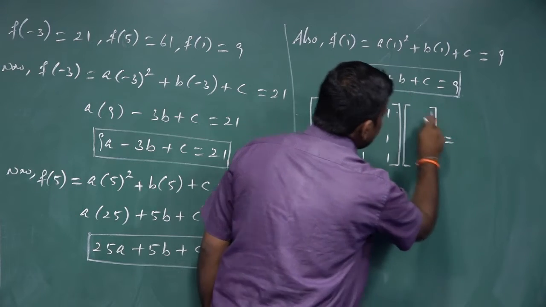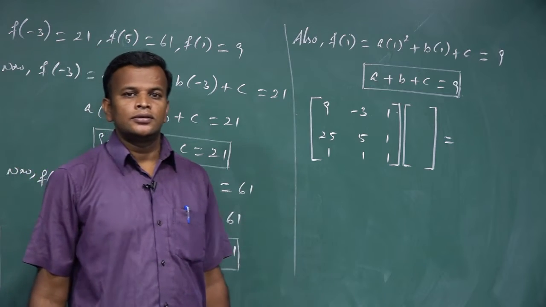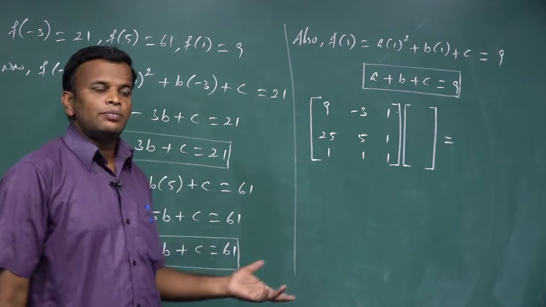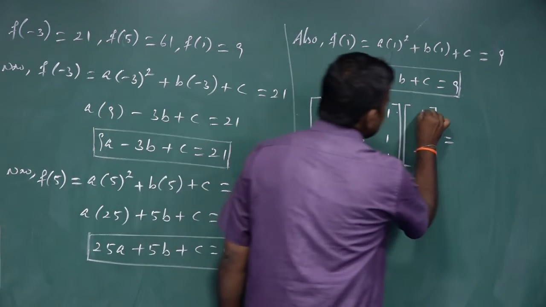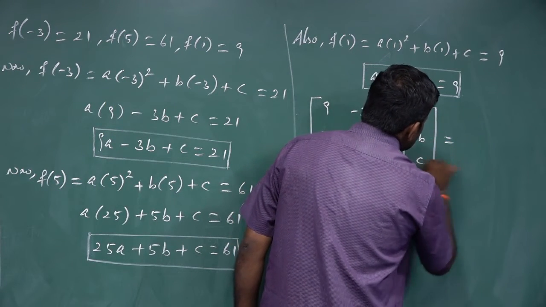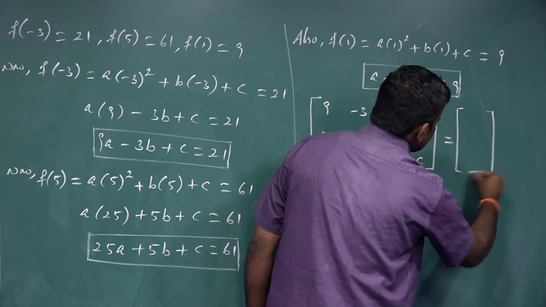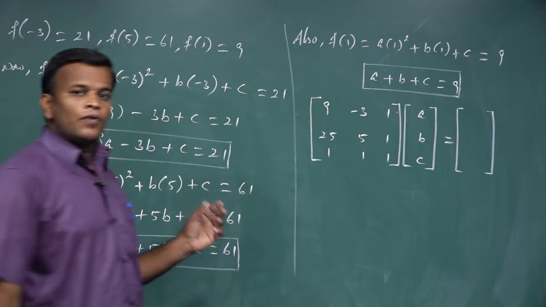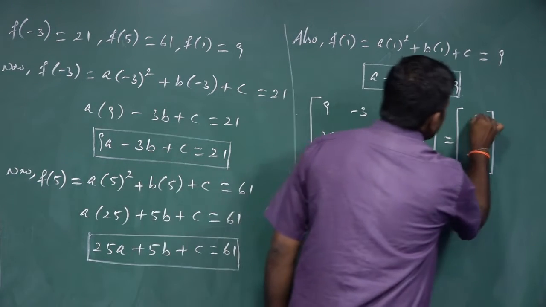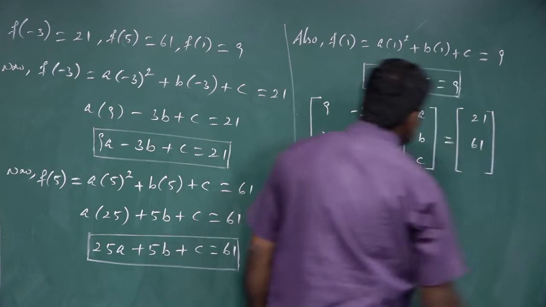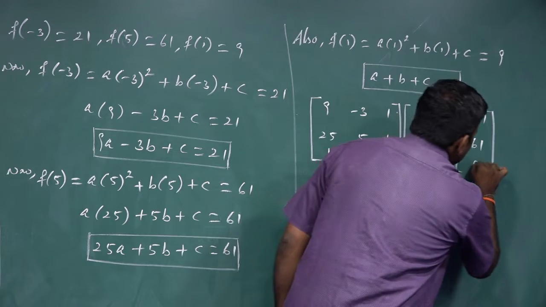The next one is important here. The variables are x, y, z or any other letters. It's not x, y, z because all are indicating the letters a, b, c. So we write it as a, b, c. And the RHS matrix: the first equation RHS is 21, second equation RHS is 61, third equation RHS is 9.